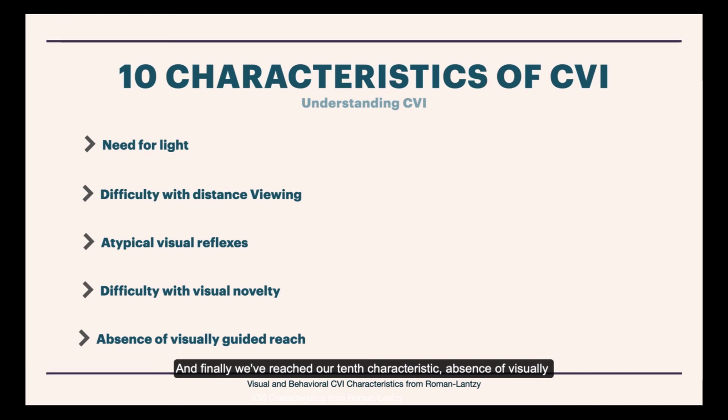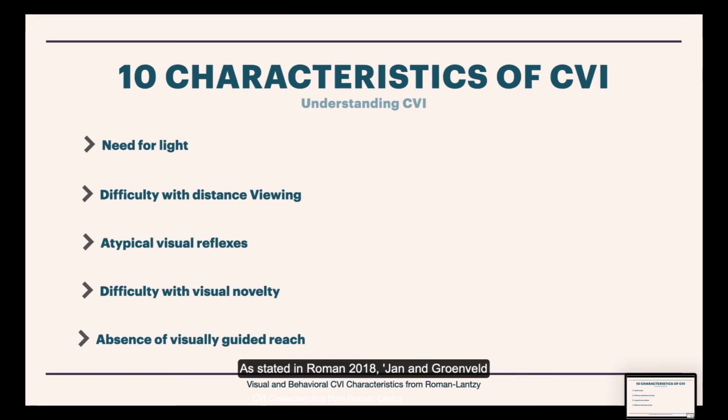And finally, we've reached our 10th characteristic, absence of a visually guided reach. As stated in Dr. Roman's 2018 text, Jan and Groenveld, as well as Milner and Goodale, and others, have found that many children with CVI have an inability to look and reach simultaneously. Further, Goodale describes this phenomenon as a lack of integration between the dorsal and ventral streams of vision. This characteristic is when we see the stereotypical look away and reach.